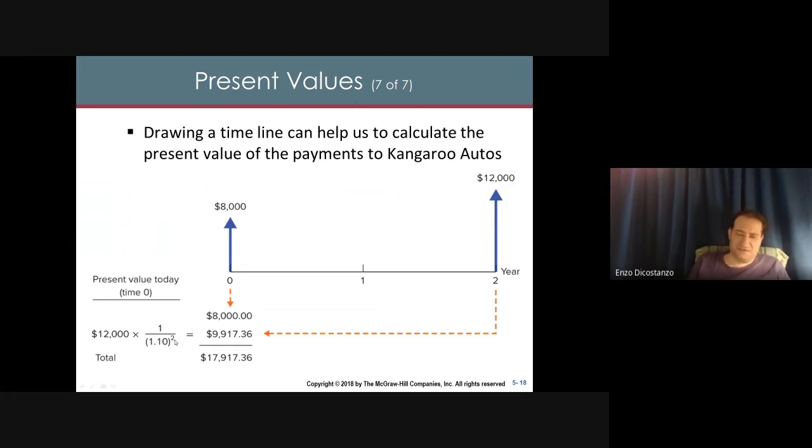Now 10% is a very generous return. So 12,000 in 2 years at 10%, you would need 9,917. So the total cost today was 17,917.36. Okay, this is for car payments. It's just an example you can sort of wrap your hands around, you wrap your current experiences around.